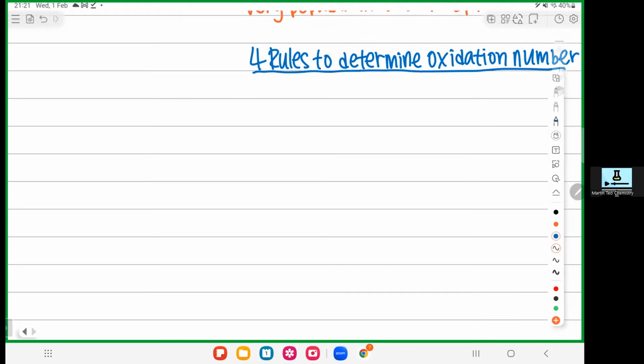Let's say I give you something like this: magnesium plus hydrochloric acid becomes magnesium chloride and hydrogen. Or maybe I go for another one. Let's say this one: sodium plus chlorine becomes sodium chloride. Do you think we can use the oxygen method in this question? Yes or no? Can we use the oxygen method in this question?